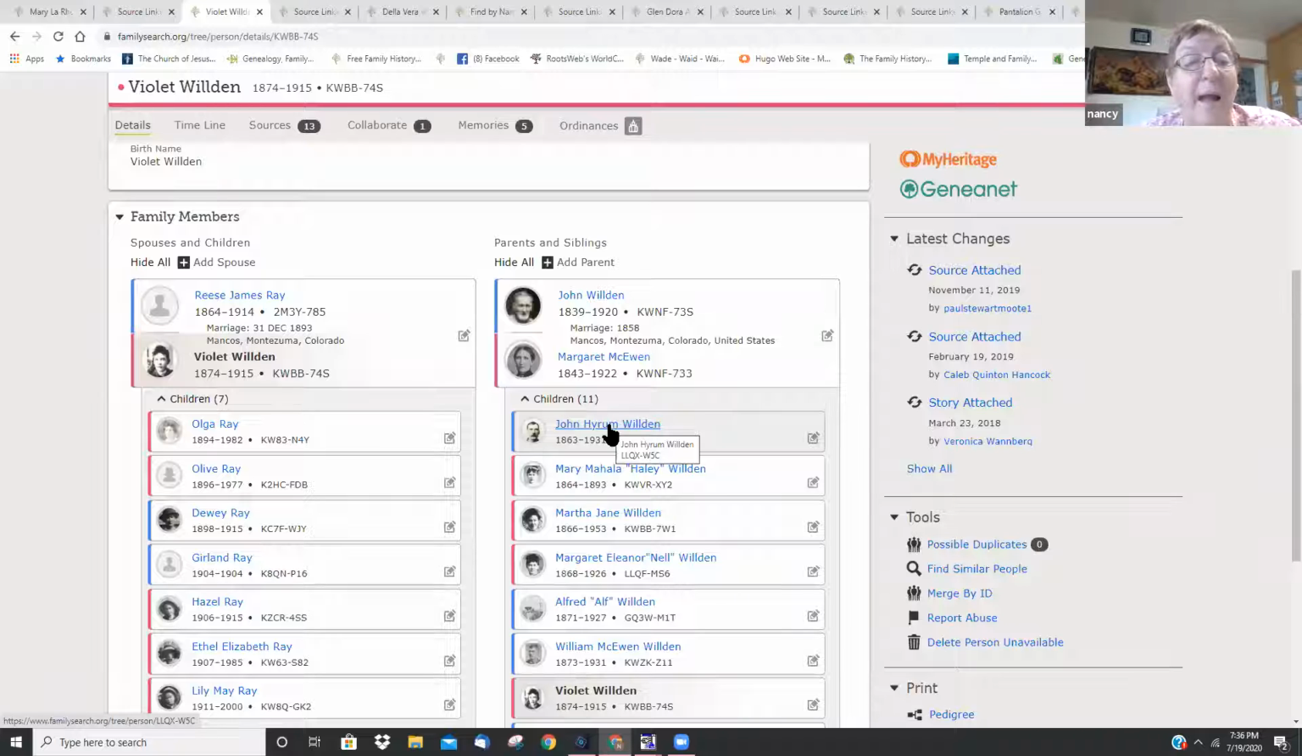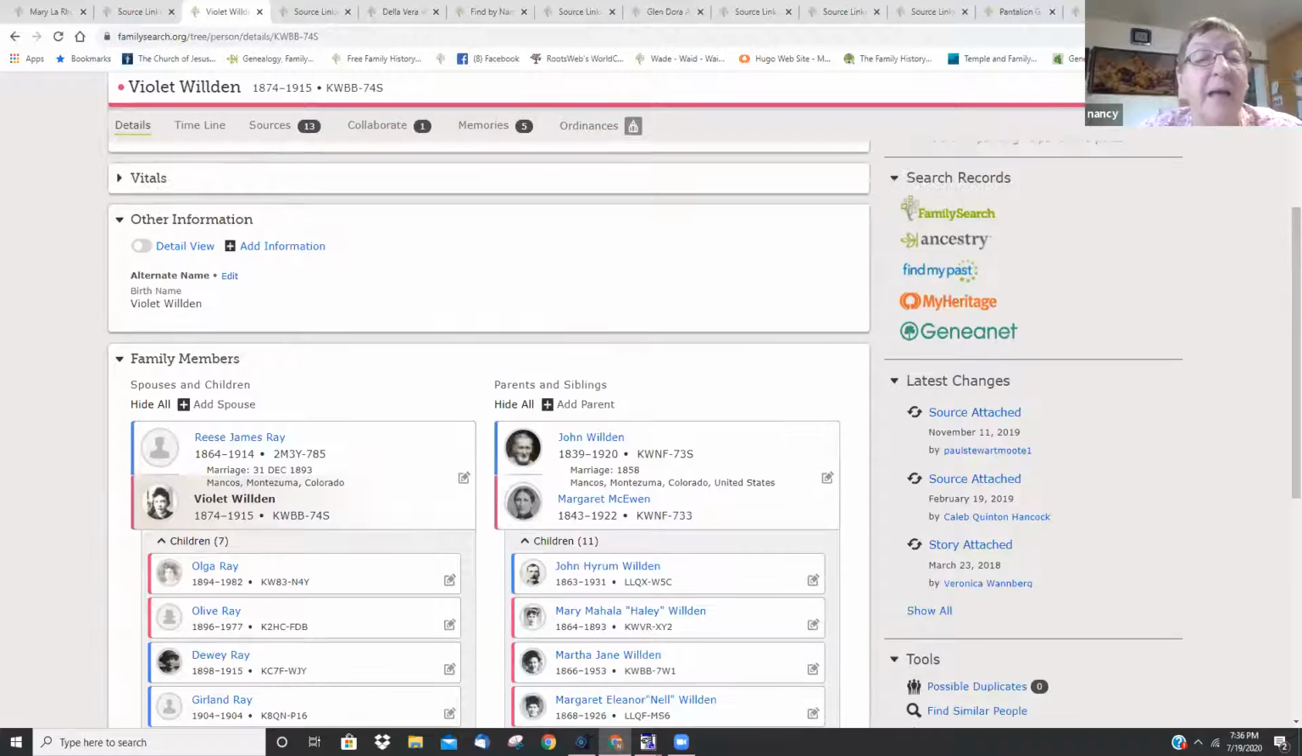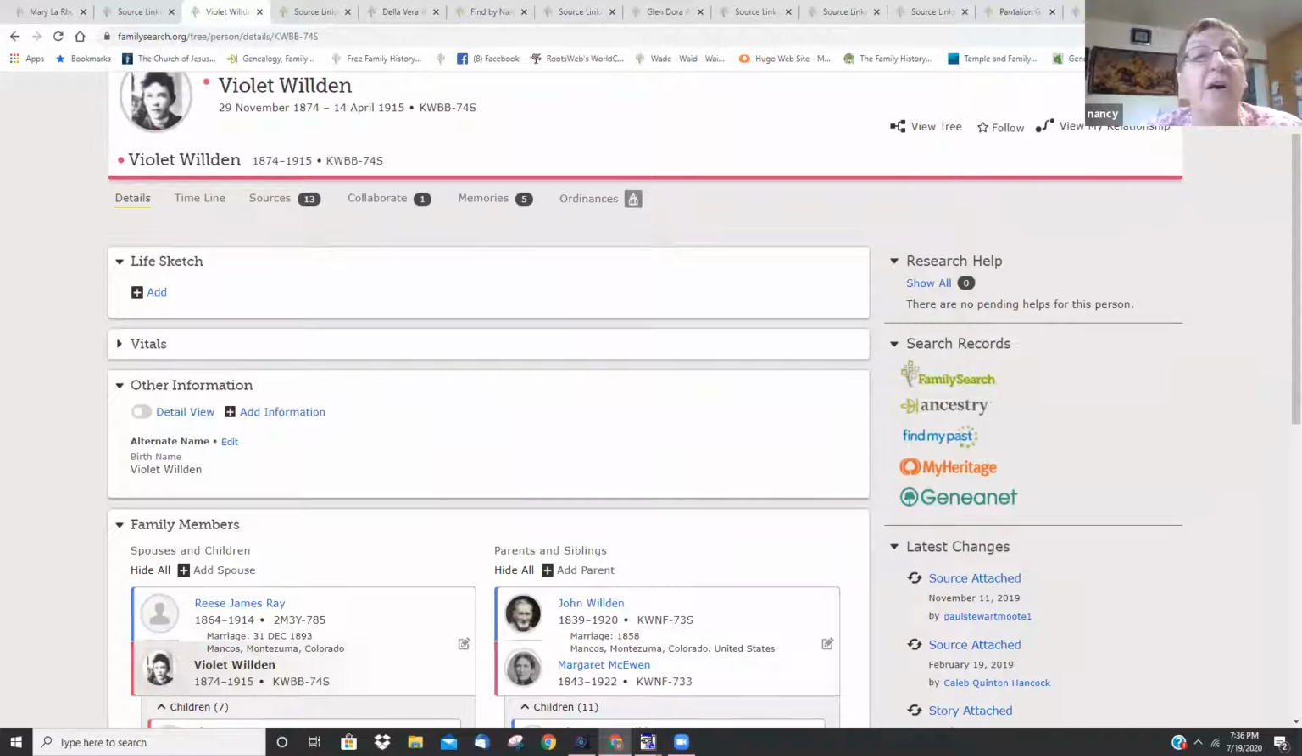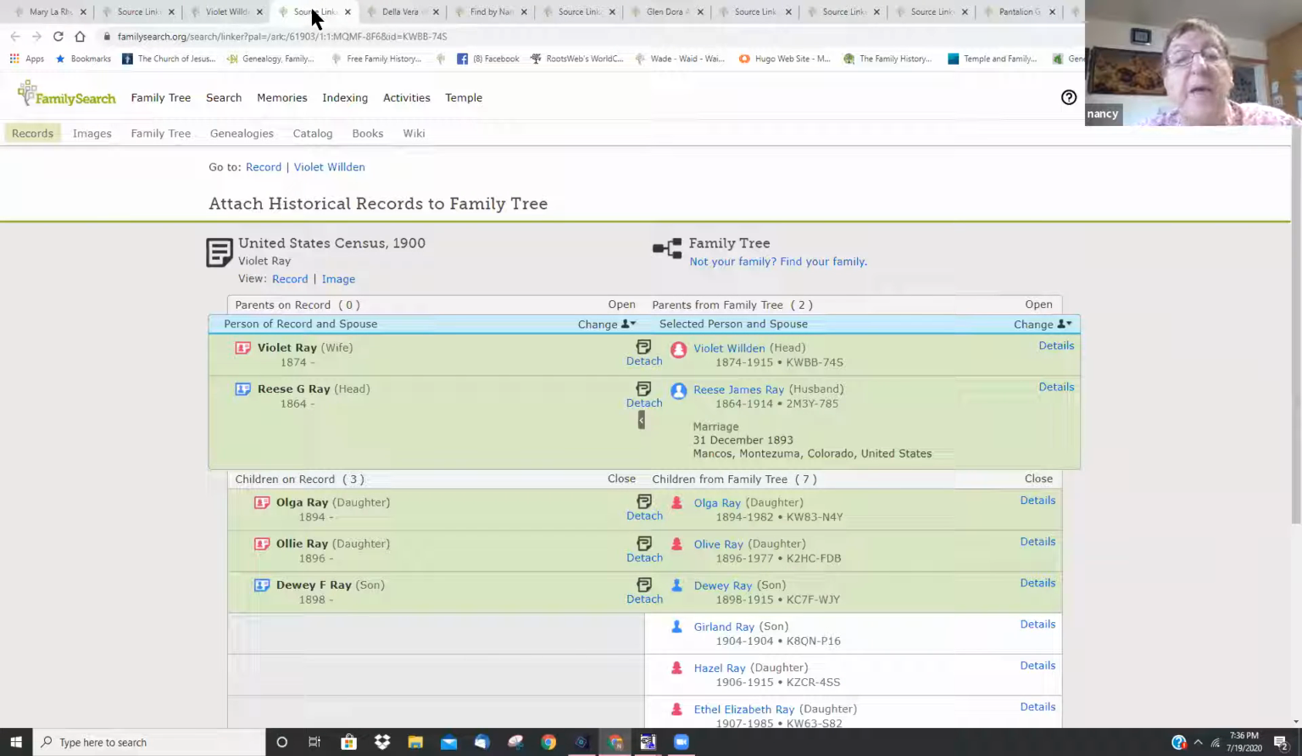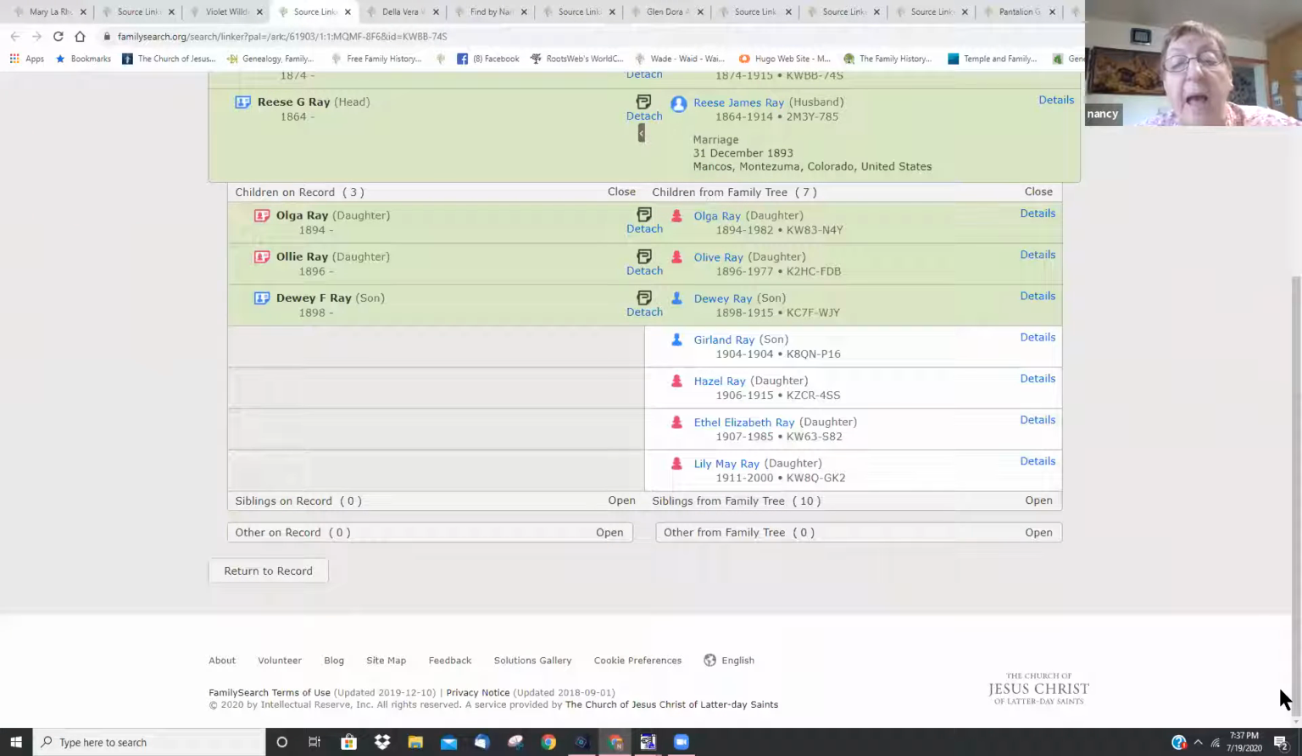An easy answer in my mind is that she's going to have a baby and wants help. That was something that happened, at least in our family. So I can then look up Violet Wilden and find that she's there. Let me see. Yes, if I follow the source linker through, I can see here that Violet and her husband Reese have 3 children that are attached to the record.